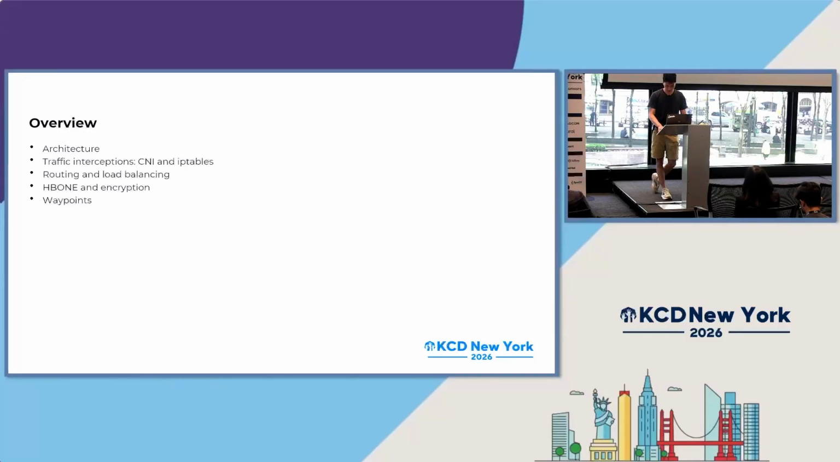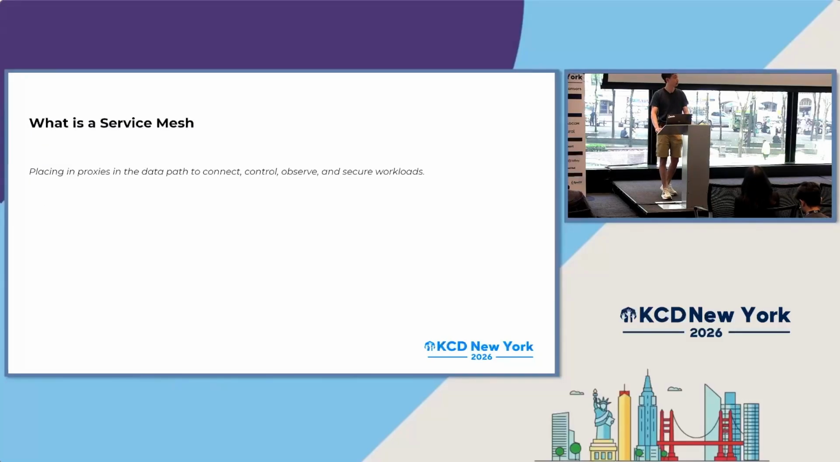A good place to start, as always, is with definitions. What is a service mesh? My definition is placing proxies in the data path to connect, control, observe, and secure workloads. For example, sometimes you want to connect workloads not just within a cluster, but across clusters, or even to external workloads, such as VMs. You want to control your traffic, either through smarter load balancing, such as topology aware, or you want to route in certain ways, such as path-based routing or canary rollouts.